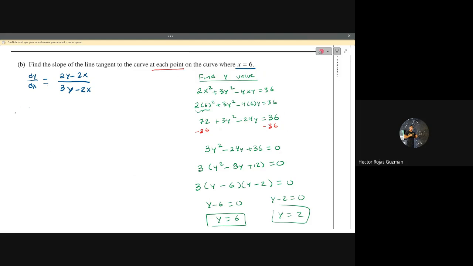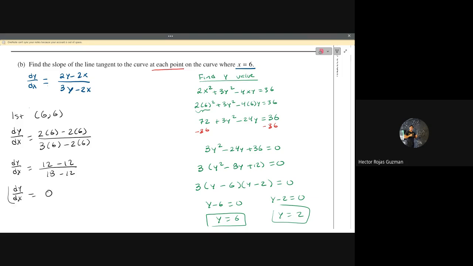So the first point, the point (6, 6), taking the first y value. The slope of the tangent line dy/dx is going to be 2 times 6 minus 2 times 6 divided by 3 times 6 minus 2 times 6. Did I do that right? I think I did. dy/dx equals 12 minus 12 divided by 18 minus 12. The slope is 0. That's the slope of the tangent line at the first point where x equals 6. But there's a second one.